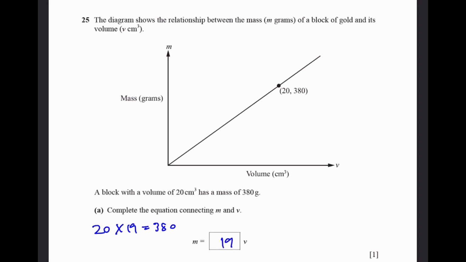So there's another method to do this. We can use the formula mass equal to density into volume. So that means mass is 380.